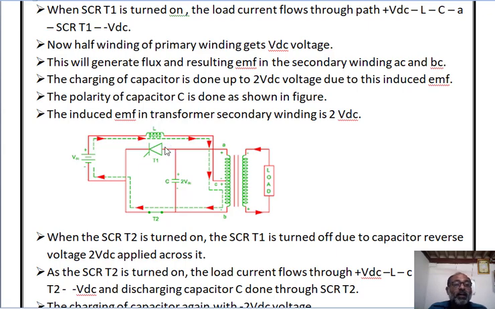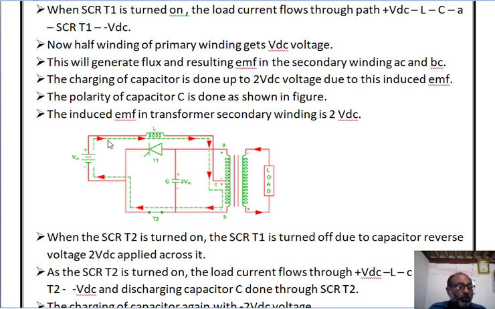Now when SCR T2 is turned on, the load current flows from plus VDC to L to the lower part of the primary winding of the transformer, that means portion C to B, then passes through this SCR or thyristor T2, then the negative terminal of the supply. So this is the direction of load current passing through the circuit when SCR T2 is turned on.